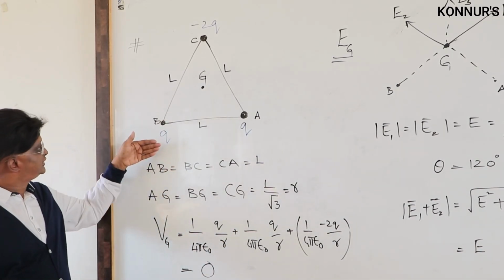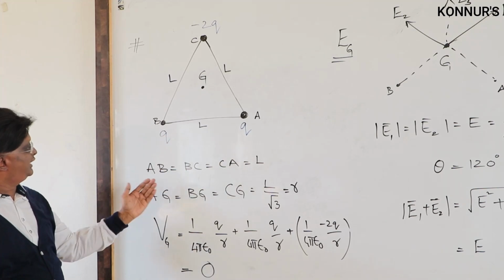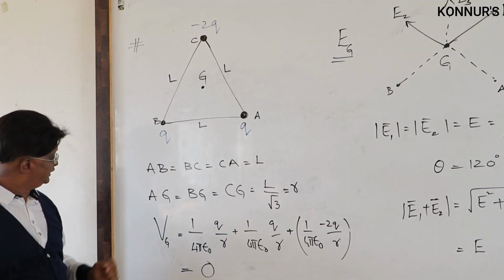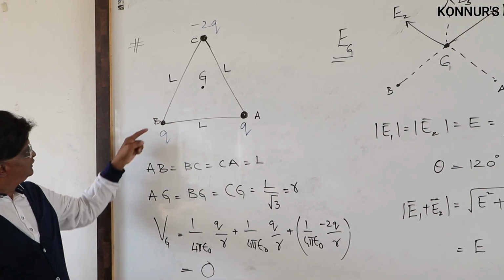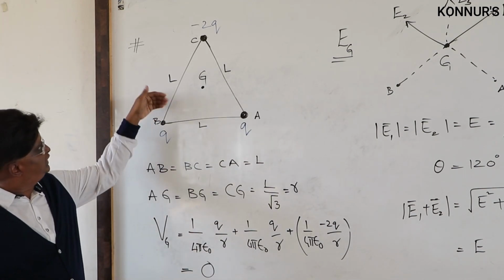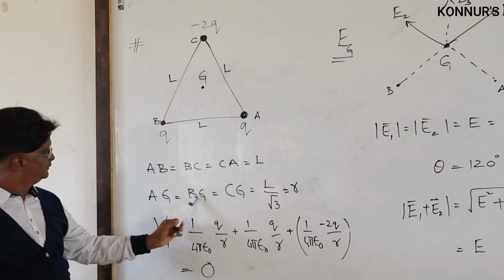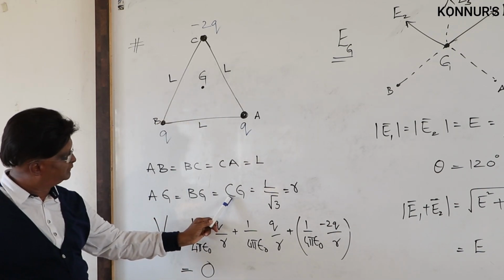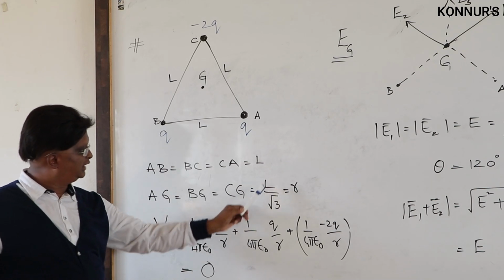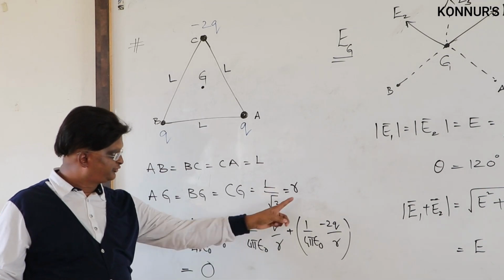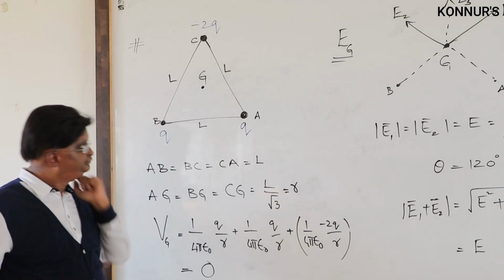First, about the geometry, all the sides AB, BC, CA are the same, equilateral triangle of side L. And then I have given the distance of the centroid from each of the corners. AG, BG, CG will be the same, and you know pretty well that will be L by root 3. If I take it as small r, I will use small r equal to L by root 3.